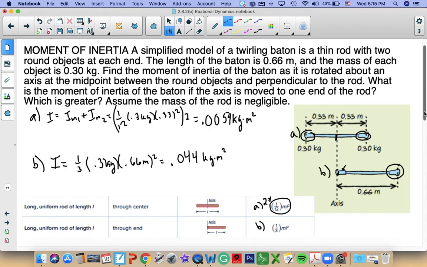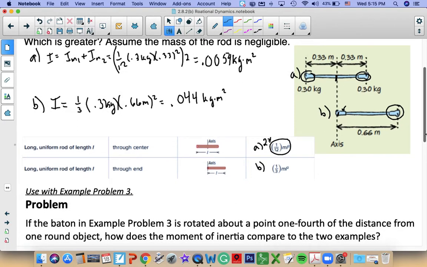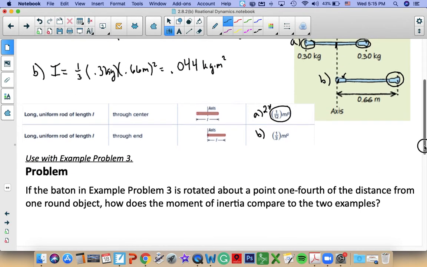Okay, so let's consider another question down here. If the baton in example problem 3 is rotated about a point 1/4 of the distance from one round object, how does the moment of inertia compare to the two examples above? So now let's kind of draw our baton here. It looks like a barbell or something. And we're going to rotate here, so 1/4 of the way.